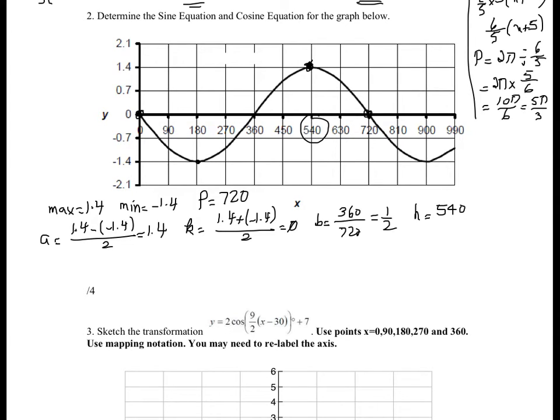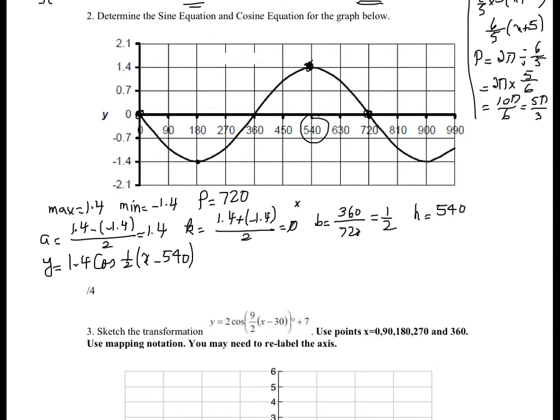So we can write the cosine representation of the graph as y equals a times cos of b, where b is 1/2, times (x minus h), where h is 540, plus k. And we found k to be equal to 0. So this is the cosine relationship.